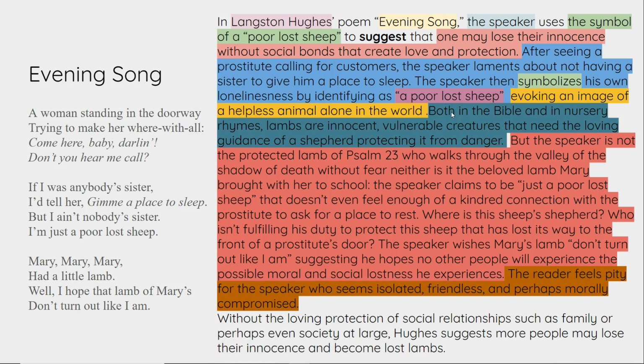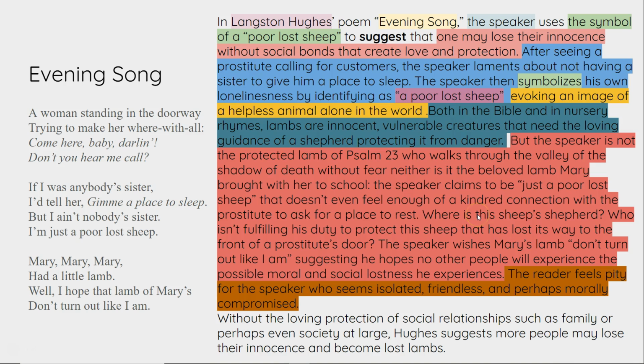So as I'm writing my commentary, I might say something like, both in the Bible and in nursery rhymes, lambs are innocent, vulnerable creatures that need the loving guidance of a shepherd protecting it from danger. The speaker is not the protected lamb of Psalm 23 who walks through the valley of the shadow of death without fear. Neither is it the beloved lamb Mary brought with her to school. The speaker claims to be just a poor lost sheep that doesn't even feel enough of a kindred connection with the prostitute to ask for a place to rest.